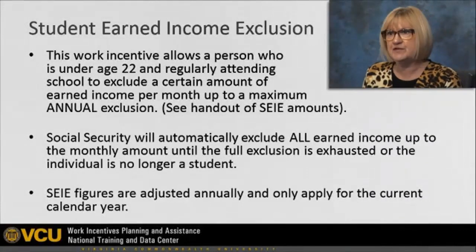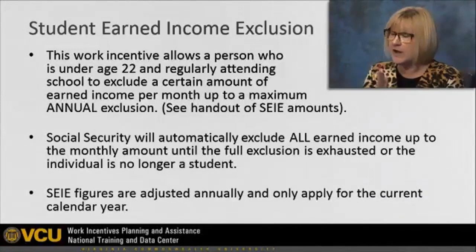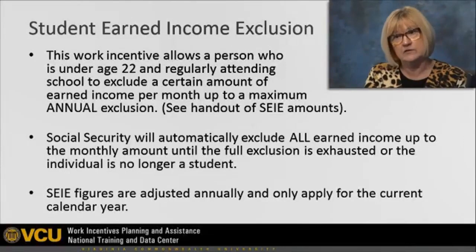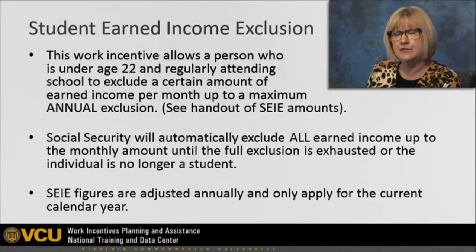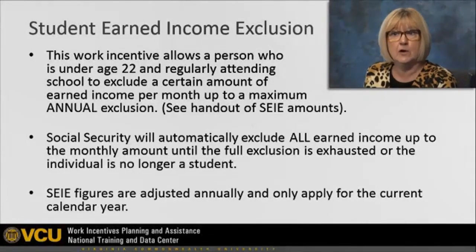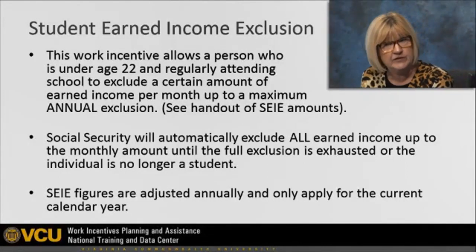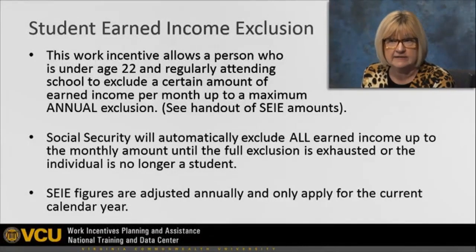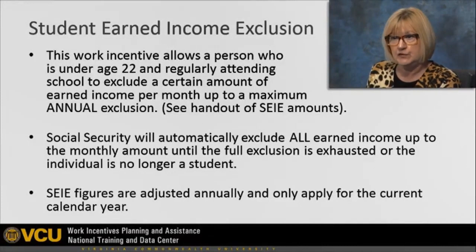So let's jump in with the student earned income exclusion. Now, this work incentive is only available to SSI recipients. Remember, we've got the door shut. These are not available to the Title II disability beneficiaries. There's different rules for SSI than there is for the Title II disability benefits. And the student earned income exclusion is only available in the SSI program. Now, this is a work incentive that has an age limit to it. You cannot be more than the age of 22. It's for young SSI recipients under the age of 22 who are regularly attending school.